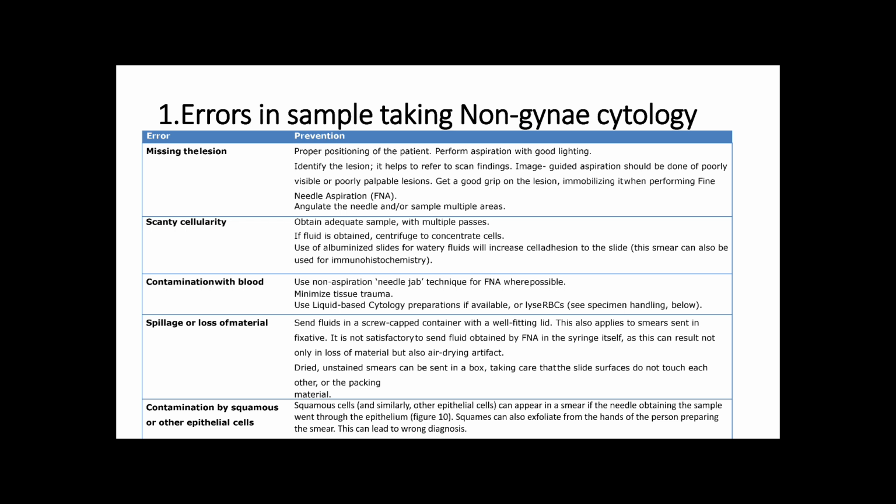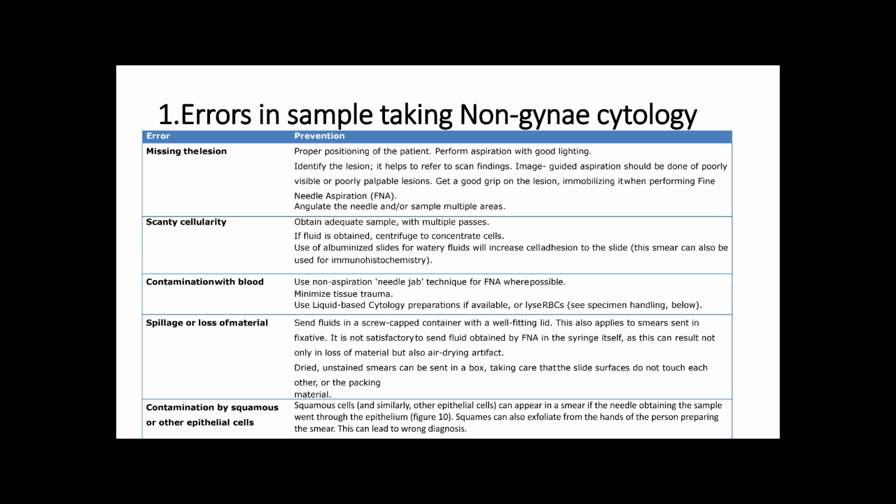So the next one is contamination with blood. Here, for prevention, use the non-aspiration needle jab technique for FNA where possible. Minimize tissue trauma. And use liquid-based cytology preparation if available, or lyse the RBCs. So you can do this if blood contamination is possible.